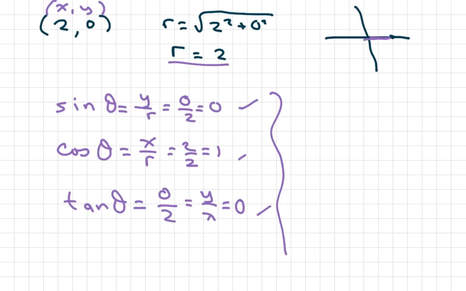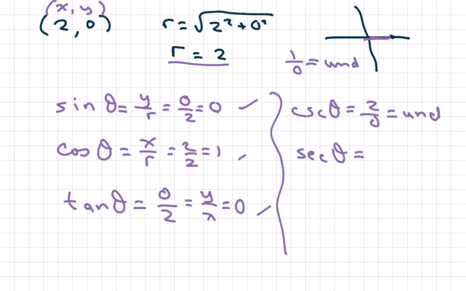And then if you want, you can just flip these. Cosecant of theta is going to be 2 over 0, which is undefined. Anytime the reciprocal is 1 over 0, 1 over 0 is undefined. And then secant of theta is just going to be 2 over 2 again, which is 1. And then cotangent of theta equals undefined.